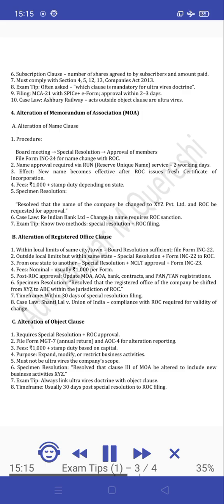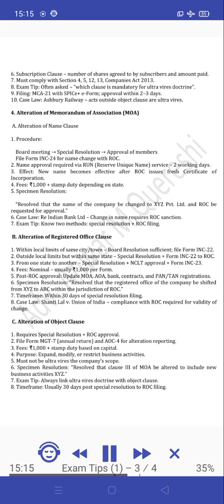C. Alteration of object clause. 1. Requires special resolution plus ROC approval. 2. File form MGT 7 annual return and AOC 4 for alteration reporting. 3. Fees: 1,000 rupees plus stamp duty based on capital. 4. Purpose: Expand, modify, or restrict business activities. 5. Must not be ultra vires the company's scope. 6. Specimen resolution: Resolve that clause 3 of MOA be altered to include new business activities XYZ.